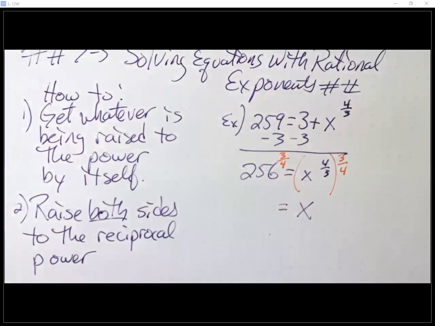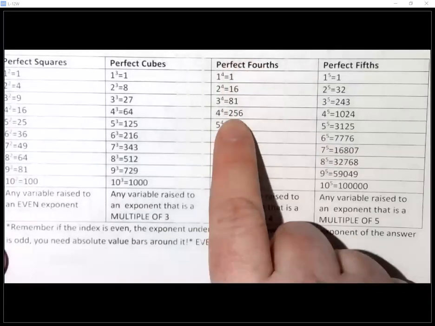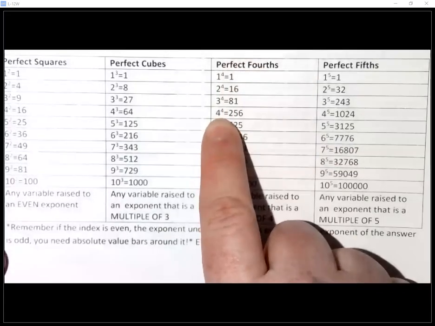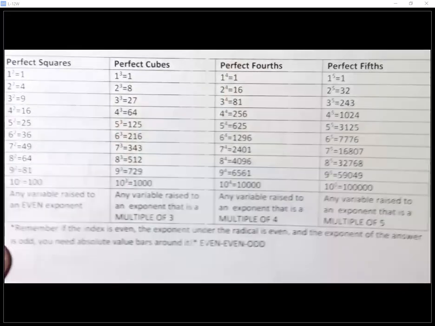So if you happen to have this, I can look here and quickly see, let's see, the 4th root of 256, yep, is 4. And then if I raise 4 to the 3rd power, that's just going to be 64. Right? Does everybody see that?